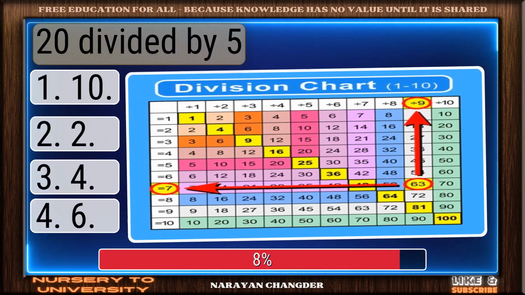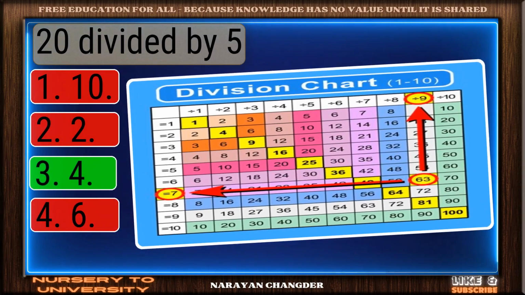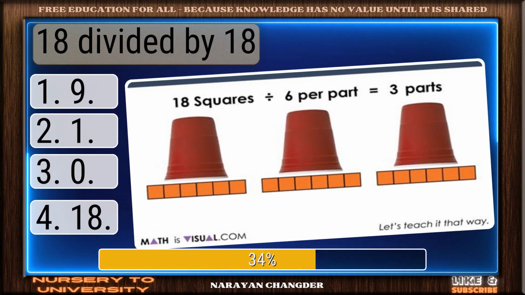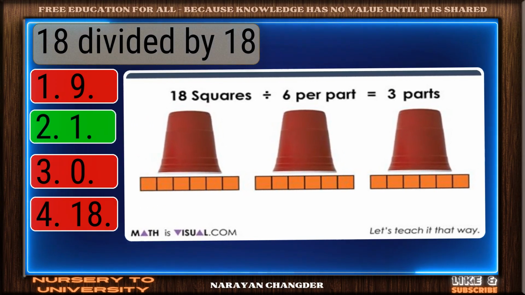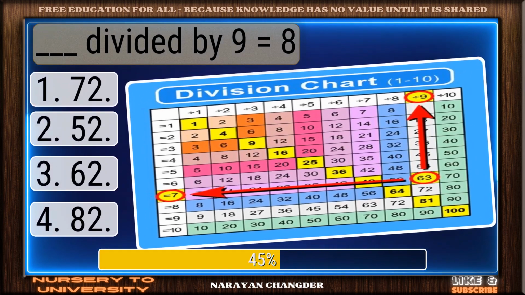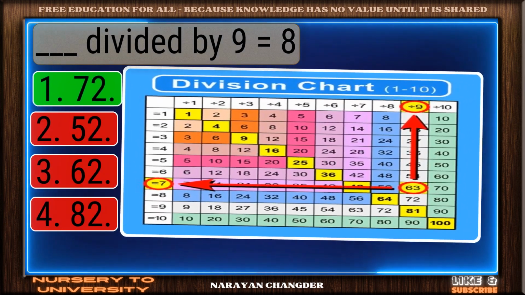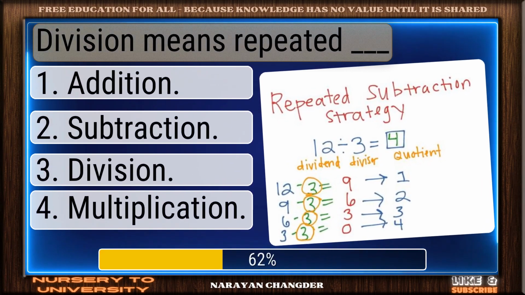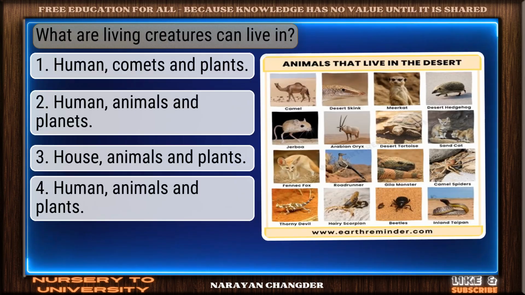20 divided by 5. You got it. Your choice 4 is right. 18 divided by 8. Strong choice. 1 is the right answer. Dash divided by 9 equal to A. Smart move. 72 is an accurate answer. Division means repeated dash. Valid point. Subtraction is true.